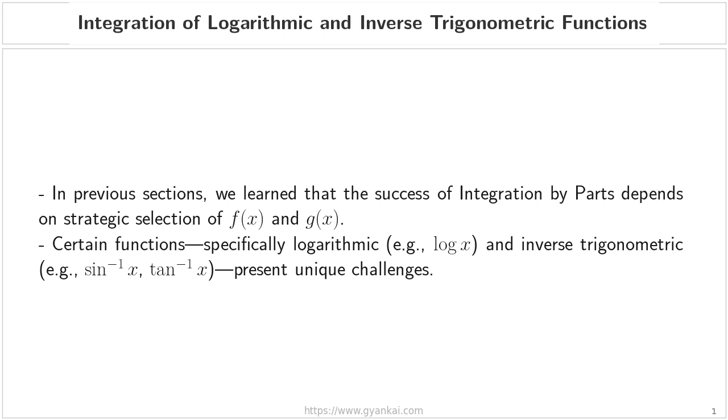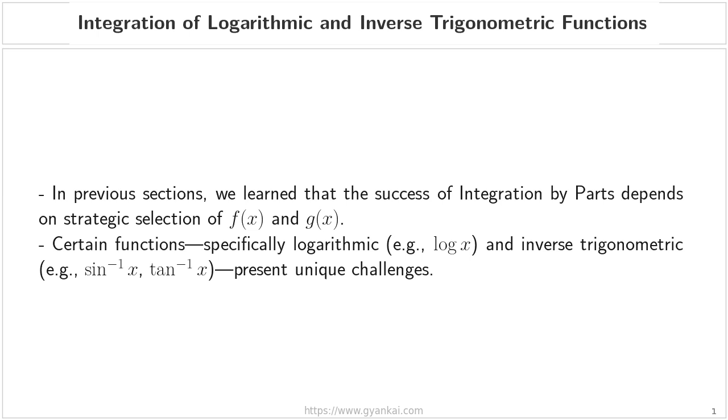This slide highlights that some functions aren't as straightforward as others when it comes to integration by parts. Specifically, we're talking about logarithmic functions, like the natural logarithm of x, and inverse trigonometric functions, things like sine inverse x or tangent inverse x. These functions behave a little differently.